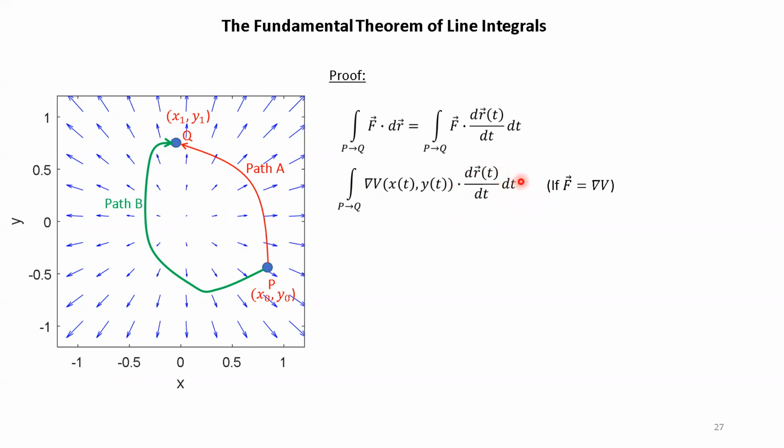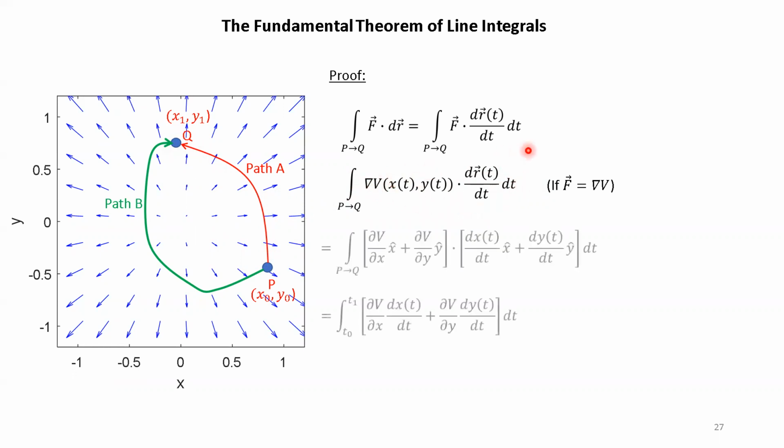So now you need to remember the definition of gradient. This is something that you need to go back to chapter 1 for, where the definition of this gradient is partial v partial x x-hat plus partial v partial y y-hat. No question here. That's the definition. Okay, and then dot product with my dr/dt.